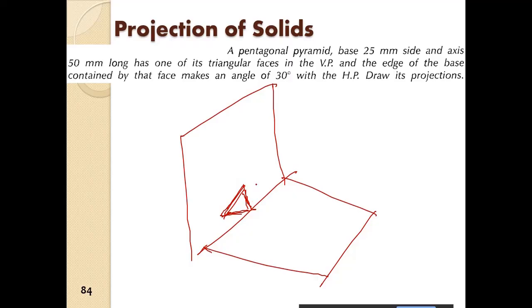So first of all, we will consider the pyramid to be in this manner, standing like this. So we will draw the front view. The front view we will get at the top, and in the top view we will get the pyramid at the bottom. Then we will rotate it, and one of the triangular faces of the pyramid will get attached to the VP. That is what we are trying to achieve.